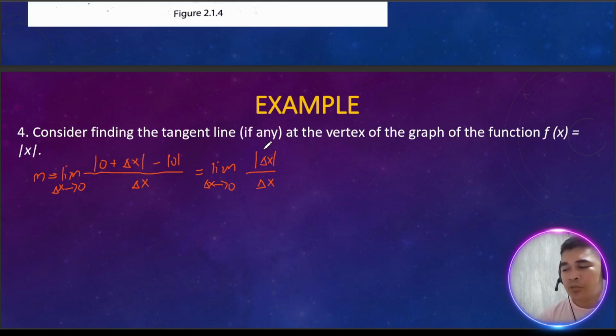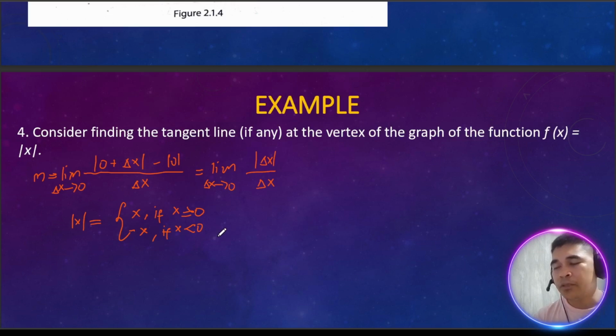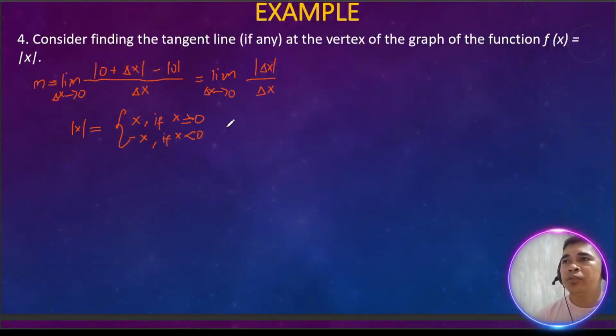So when we have the absolute value, remember that the absolute value of x is equal to what? Positive x if x is greater than or equal to 0, and negative x if x is less than 0. So those are the given conditions. Now, how are we going to break this one? It means breaking the limit into left and right hand limits.